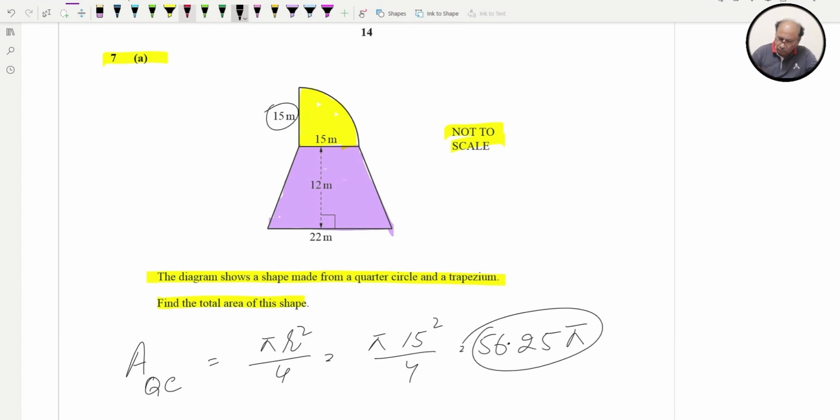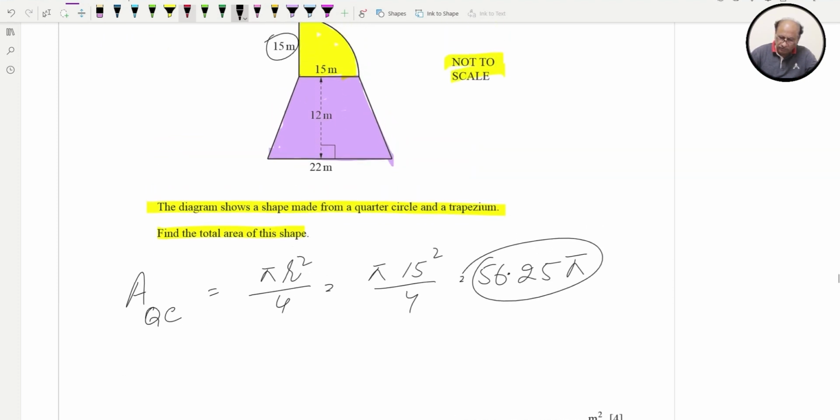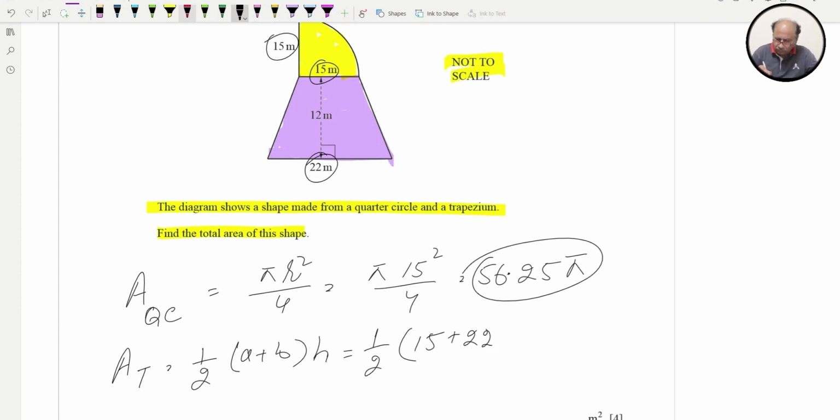We don't want to lose the digits, so we are finding in terms of pi, and later on we will be adding. The area of a trapezium will be equal to 1 by 2 into (a plus b) into h, and h, keep in mind, is the perpendicular height. A and b are the parallel sides. One parallel side is 15 and the other parallel side is 22, so 15 plus 22 multiplied by 12, which is the perpendicular height, which is this one.